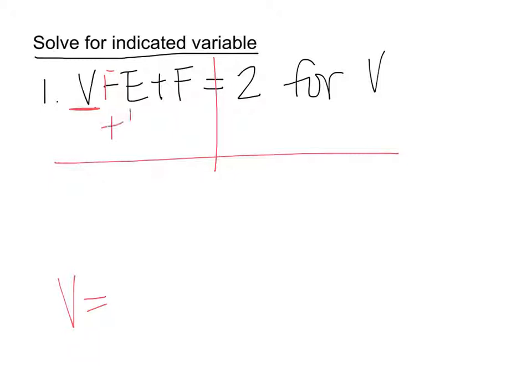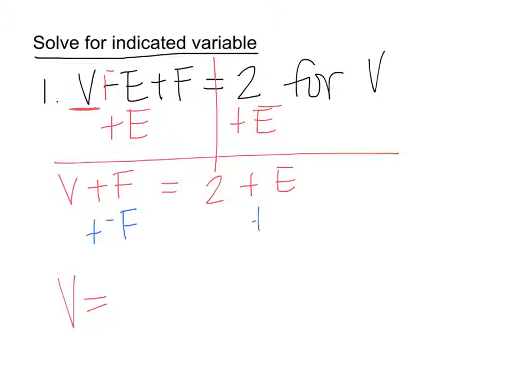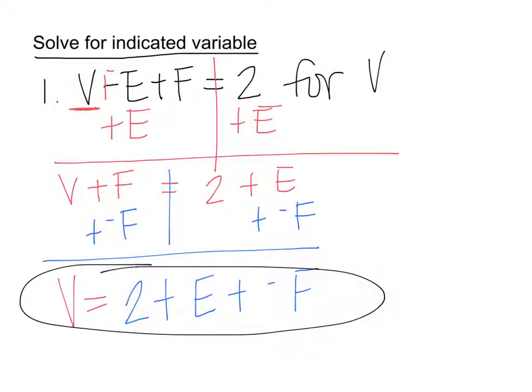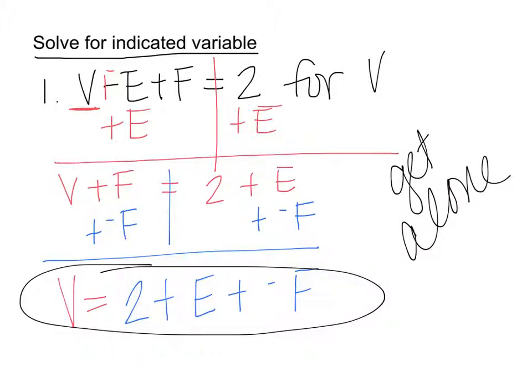I'm going to start by adding an e to both sides to make my equation v plus f equals 2 plus e. Now v is not all by itself yet, so next I have to add a negative f. So when I do that, I get v equals 2 plus e plus negative f. That is your final answer, because again all I want to do is get v alone. So let's try another one like that.